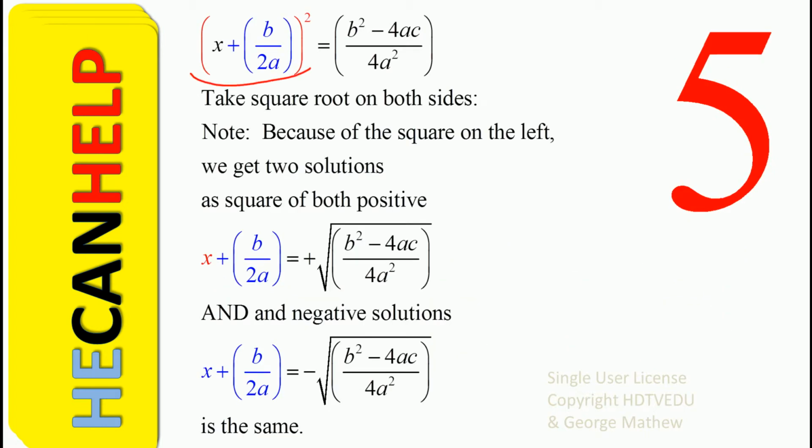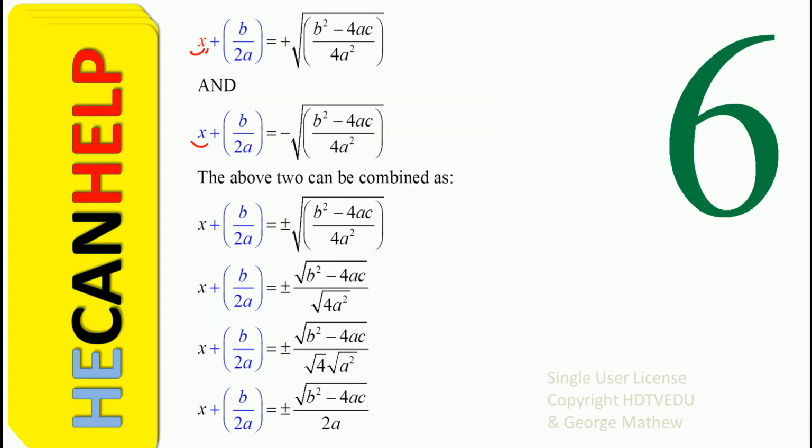The right side simplifies to b squared minus 4ac over 4a squared. So we get two solutions. One is plus and the other one is minus. So x plus b over 2a equals plus square root of b squared minus 4ac over 4a squared. And x plus b over 2a equals minus square root of b squared minus 4ac over 4a squared. In red, x plus b over 2a is plus. In blue, x plus b over 2a equals minus.